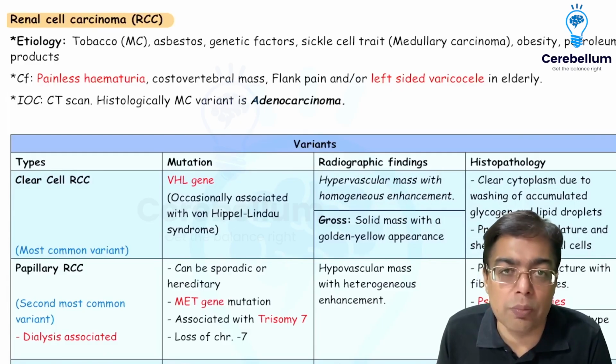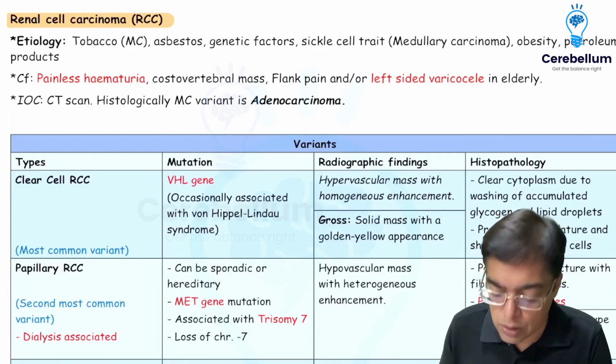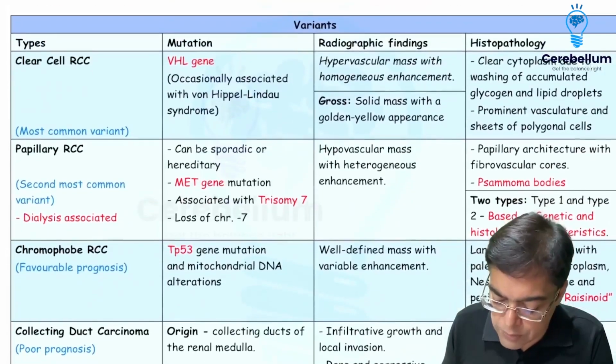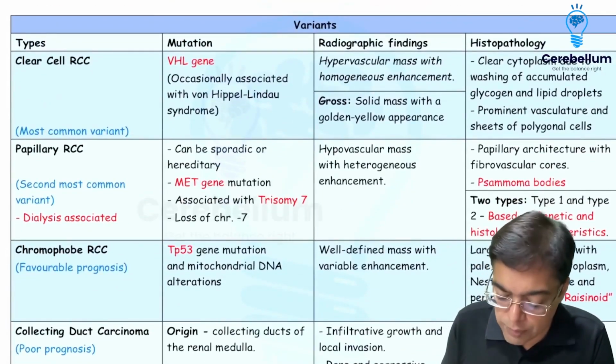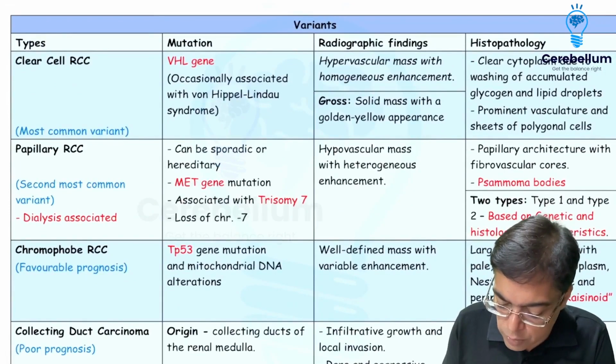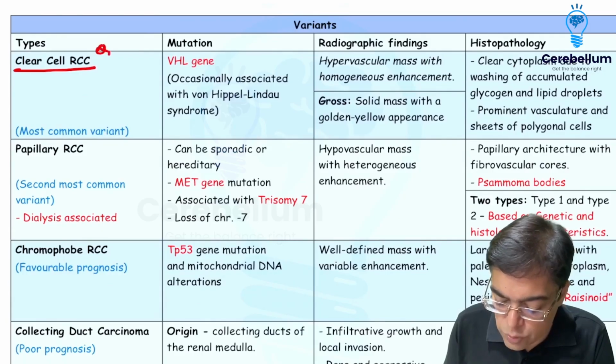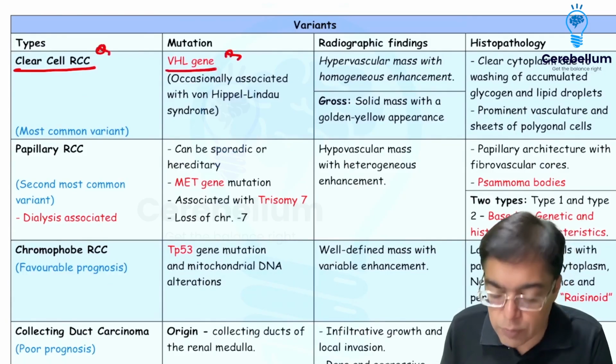Microscopically, patients are going to have adenocarcinoma, which can have further variants or subtypes, which are asked in our exams. The commonest variant that we understand is clear cell carcinoma. And clear cell carcinoma is classically associated, at a genetic level, with VHL gene mutation.